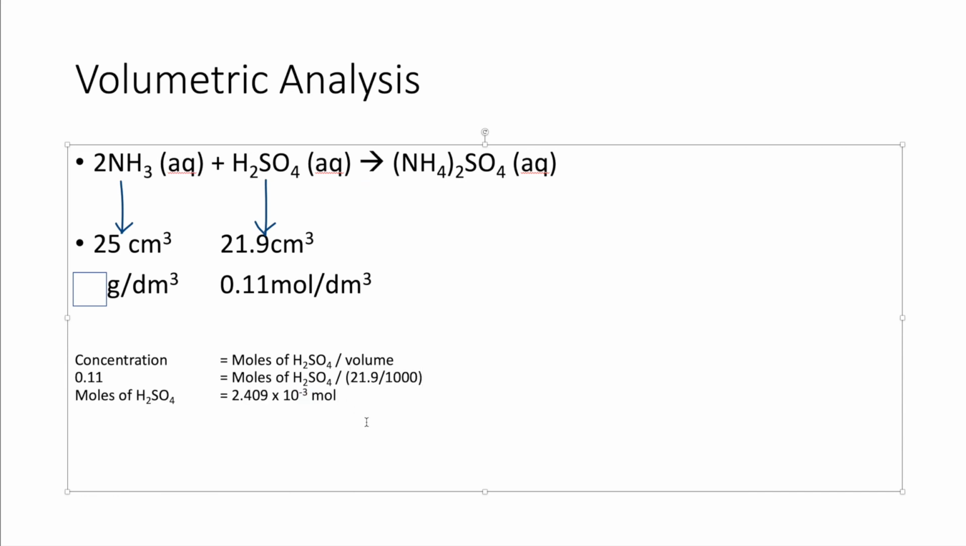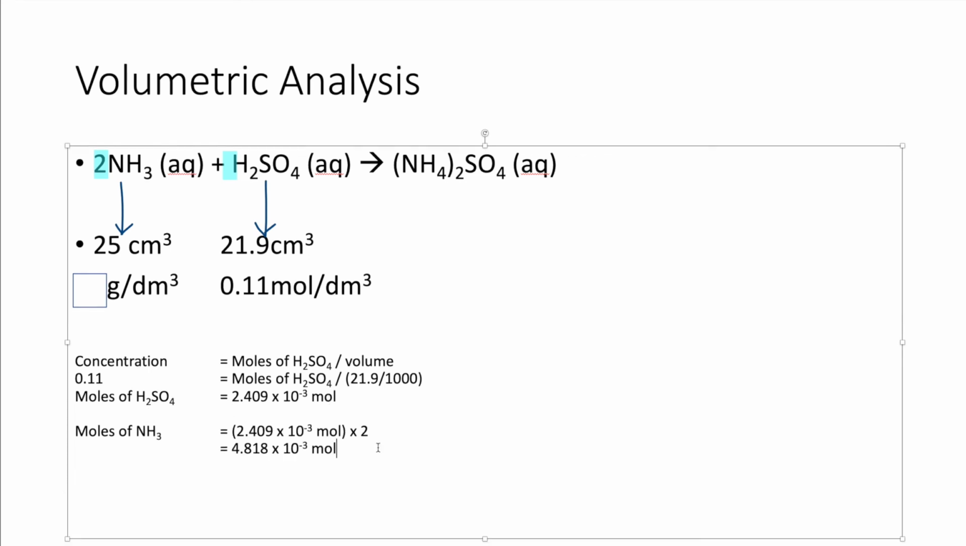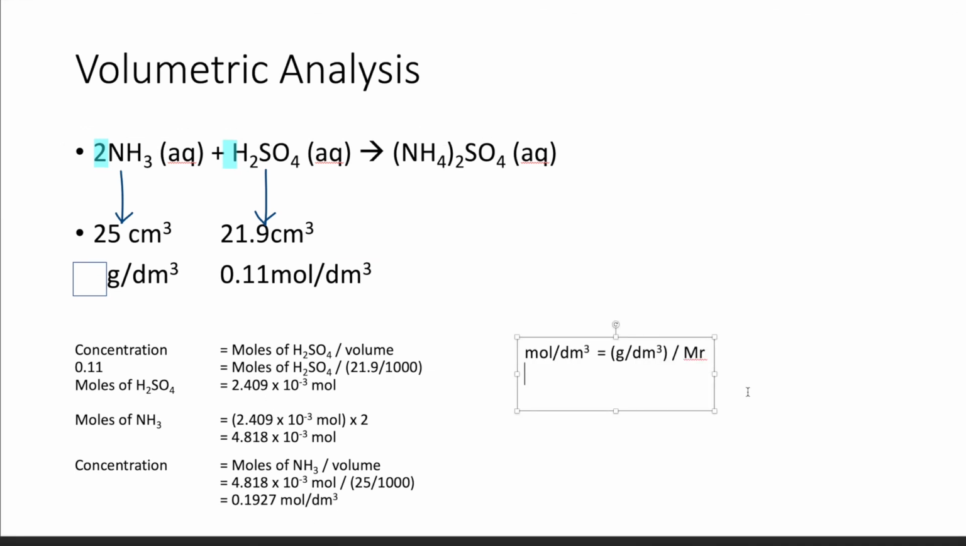First, calculate the number of mole of this. Because there's more information given on sulfuric acid, you get this amount of mole, and by the equation there's 2 reacting with 1, therefore you get 2 of this. This is the number of mole for ammonia, and check back, this will therefore be the number of mole per dm cube for ammonia. Finally convert, you'll get your gram per dm cube.